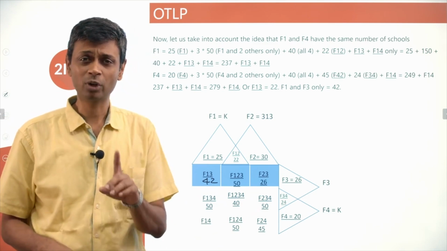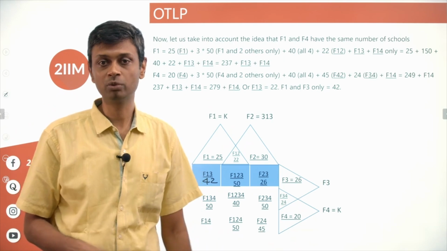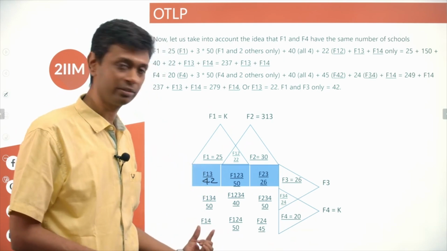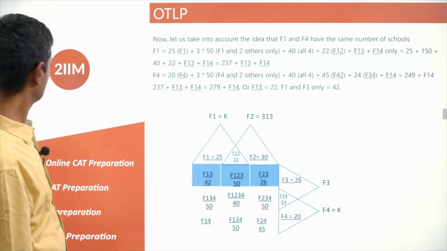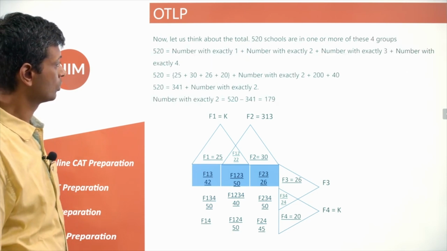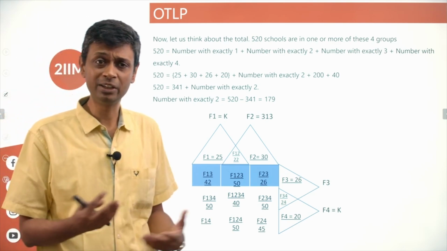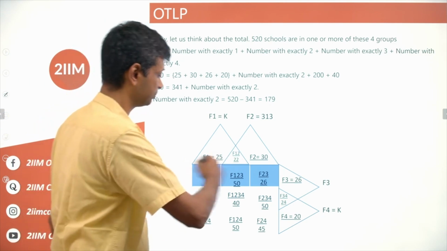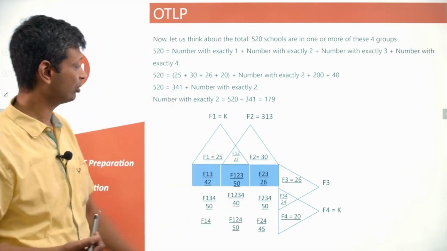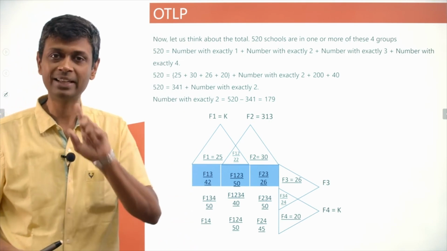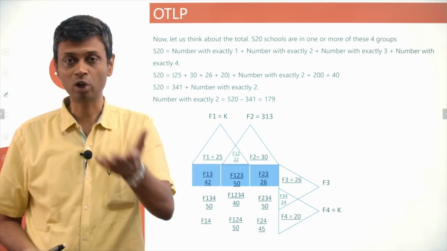All good, except for one fact, which is the sum total of all of this put together is equal to 520. Plug that in. Everything put together is 520. We can think about this 520 in different ways. One is to add everything up, find the missing number and put it in, or go step by step. The approach we've taken is to say exactly 1, exactly 2, exactly 3, exactly 4. Exactly 4 is all 4.